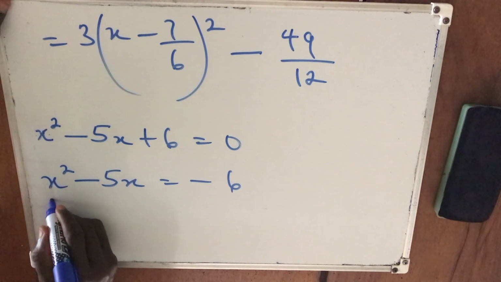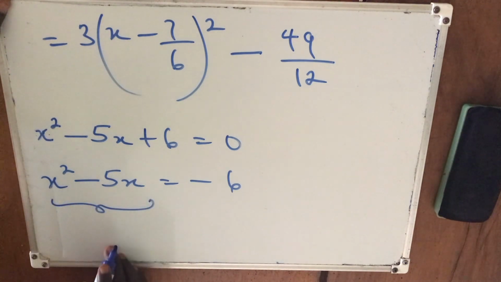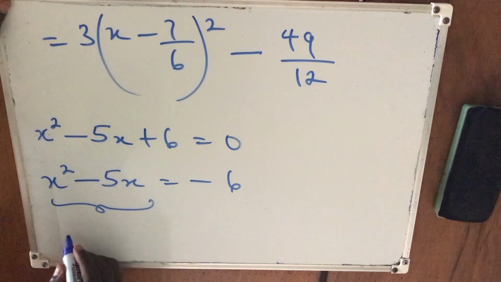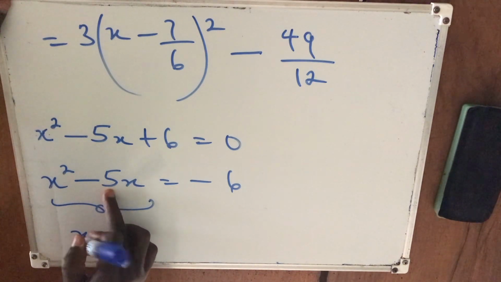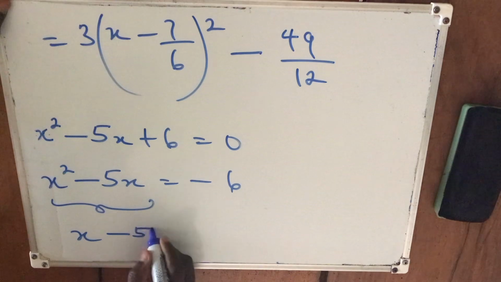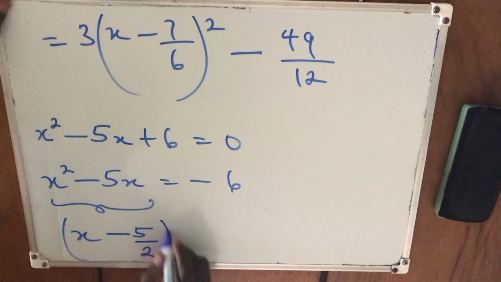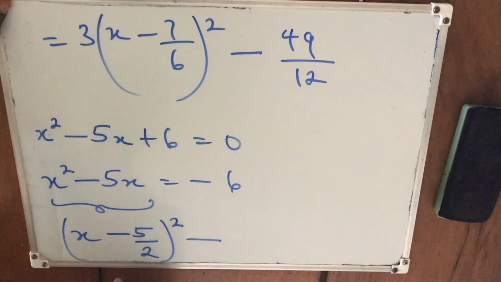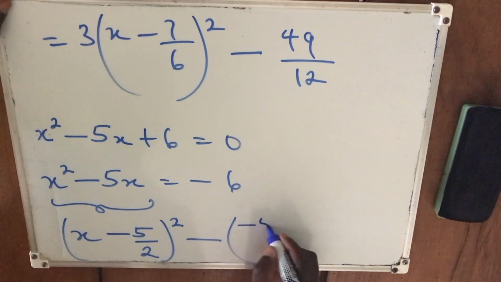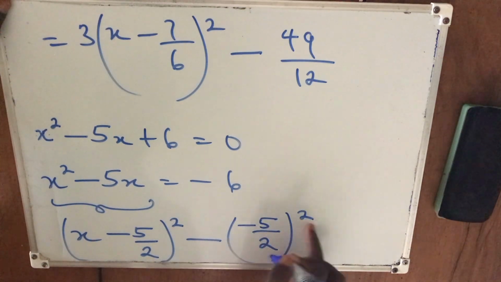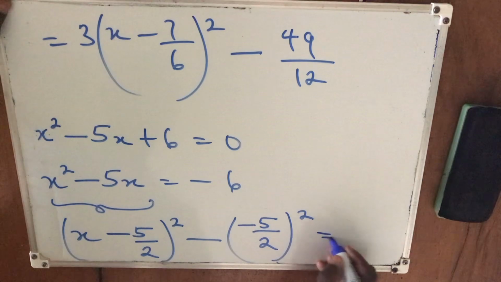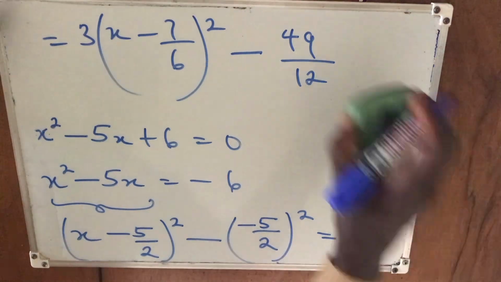Now, we can complete the square for x squared minus 5x. The coefficient of x is minus 5, and half of that will be minus 5 over 2. That's x minus 5 over 2 all squared, minus the square of half the coefficient of x. Half the coefficient of x is minus 5 over 2. So that's minus 5 over 2 all squared, and that's equal to minus 6.